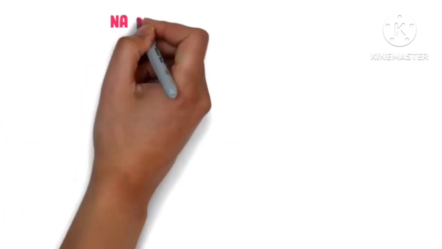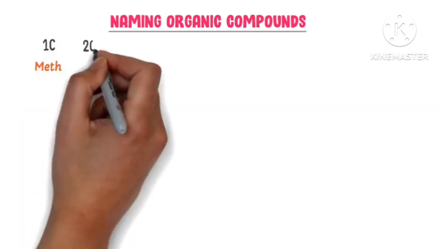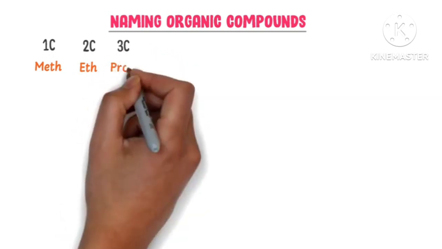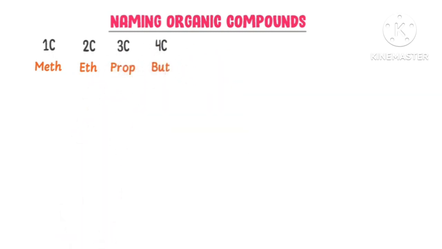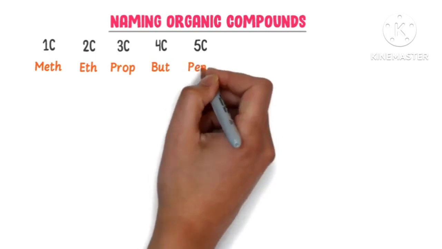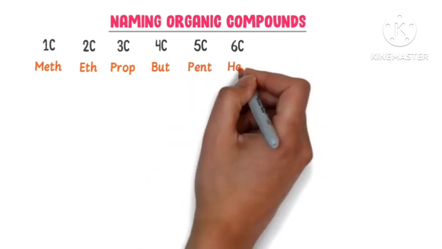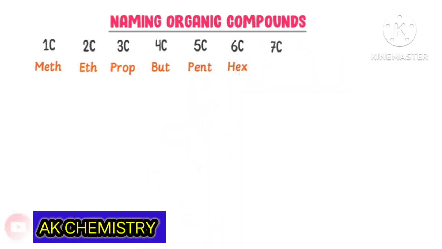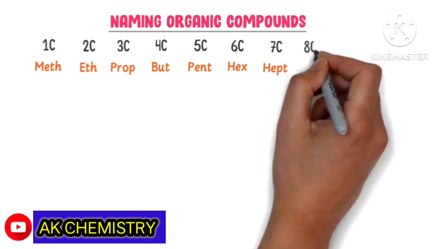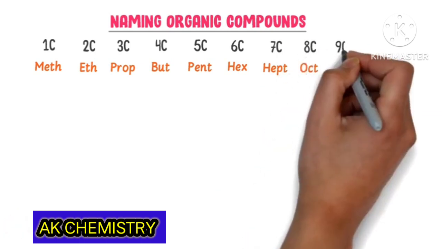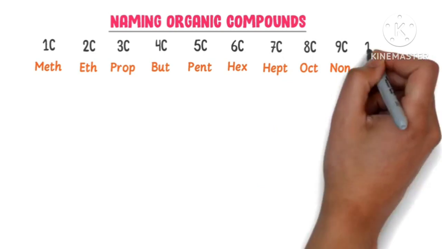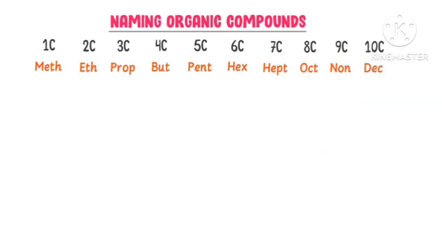Now let me teach you the easy method of naming organic compounds. Firstly, write the root words. For example, when there is 1 carbon atom, it is called meth, 2 carbons, it is eth, 3 carbons, it is prop, 4 carbons, it is but, 5 carbons, it is pent, 6 carbons, it is hex, 7 carbons, it is hept, 8 carbons, it is oct, 9 carbons, it is non, and 10 carbons, it is dec.